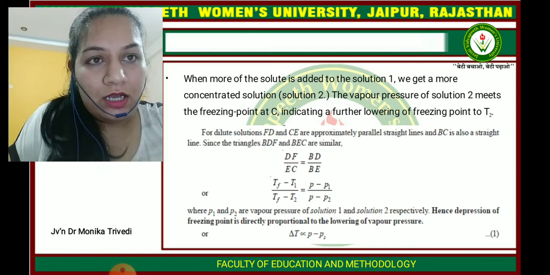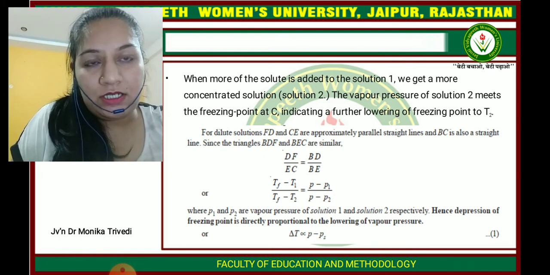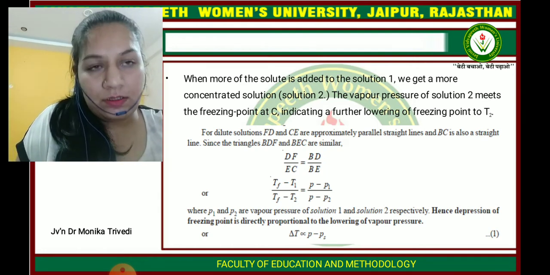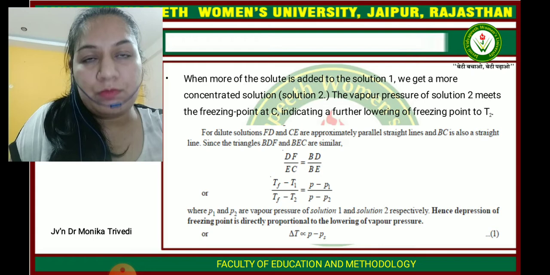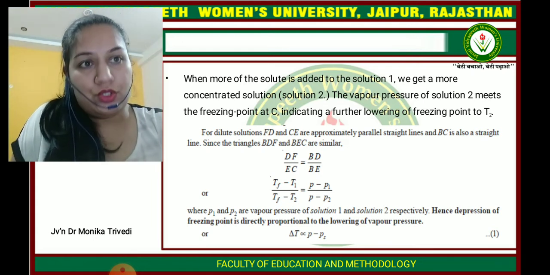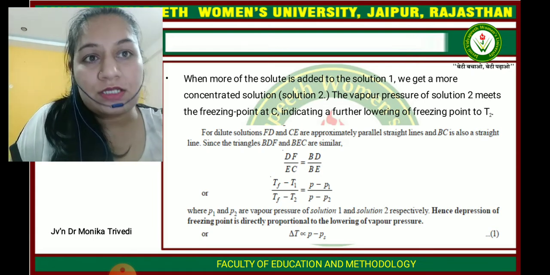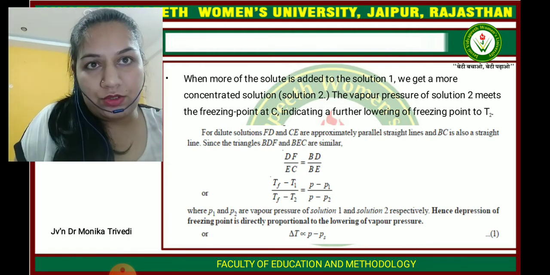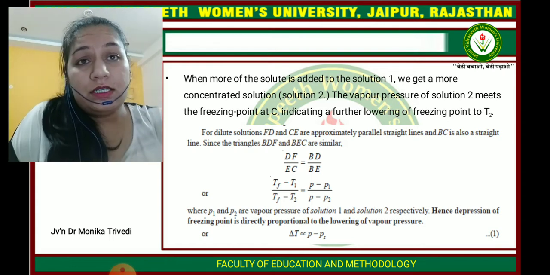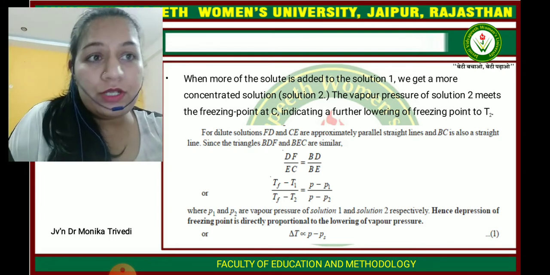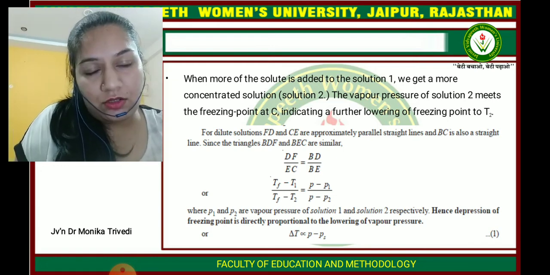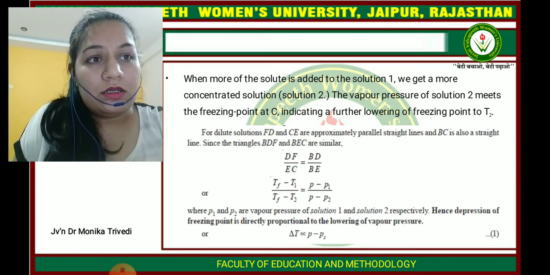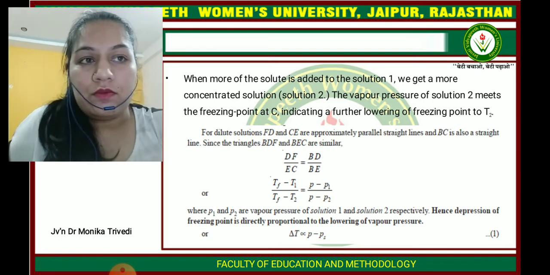So in place of Tf minus T1 divided by Tf minus T2 we can put del T, and in place of P minus P1 divided by P minus P2 we can put P minus Ps, which is the lowering of vapor pressure of the solution. Hence the depression of freezing point is directly proportional to the lowering of vapor pressure. By this equation we can calculate how much depression of freezing point occurs for a solution containing a non-volatile solute.